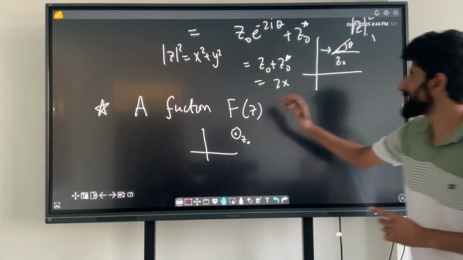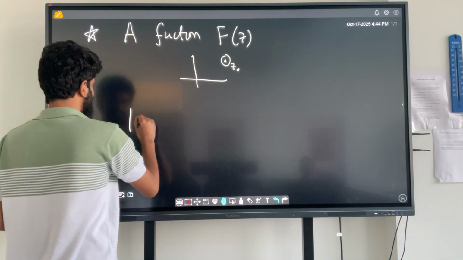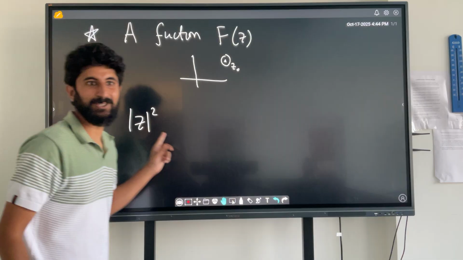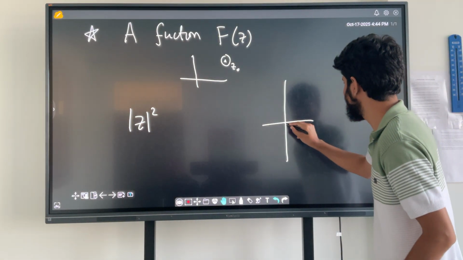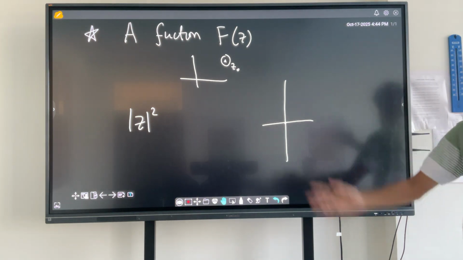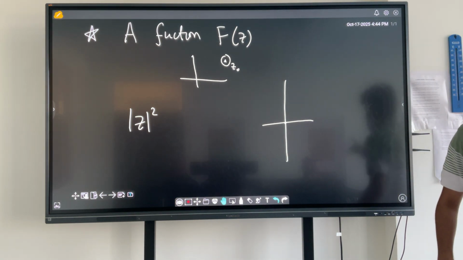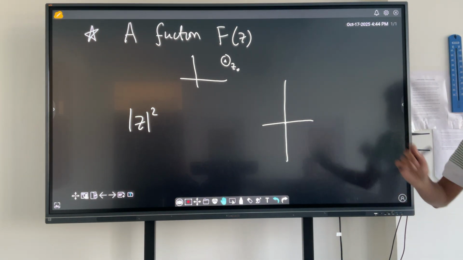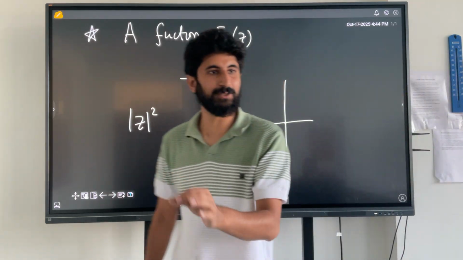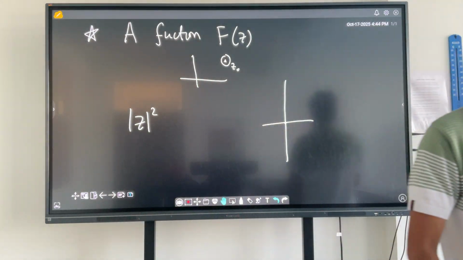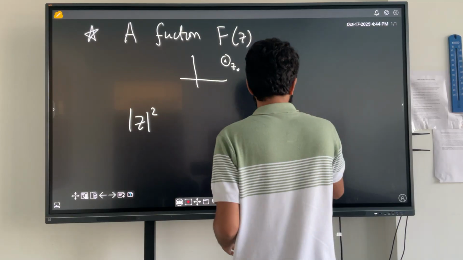Let's take this mod z square. Is it complex differentiable at z not equal to 0? Yes, we just checked. Is it analytic at z not equal to 0? Can you find a small region around z not equal to 0 where it is complex differentiable?